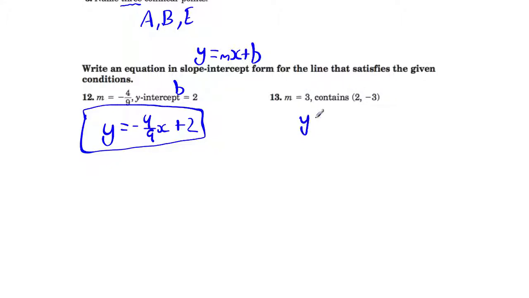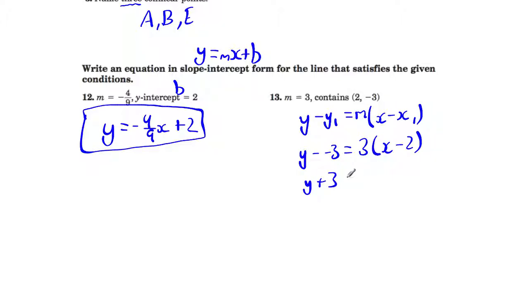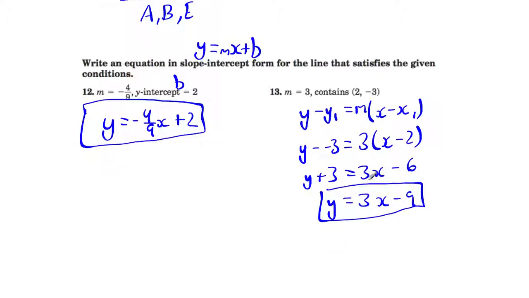But number 13, they give me a point and a slope. So I'm going to have to use point-slope form. So that's y minus y1 is equal to m times x minus x1. And so we do y minus a negative 3 is equal to 3 times x minus 2. This is y plus 3 is equal to 3x minus 6. If I subtract 3 from both sides, I need to be careful. It's a negative 6 minus 3. So I get 3x minus 9. And that's my answer for number 13.